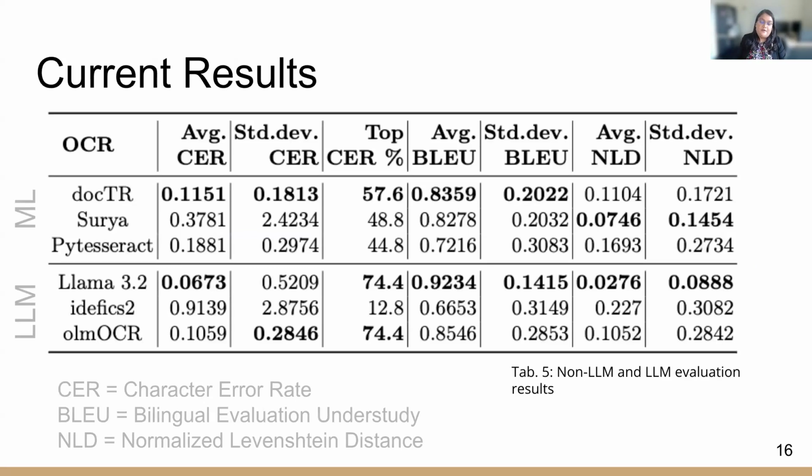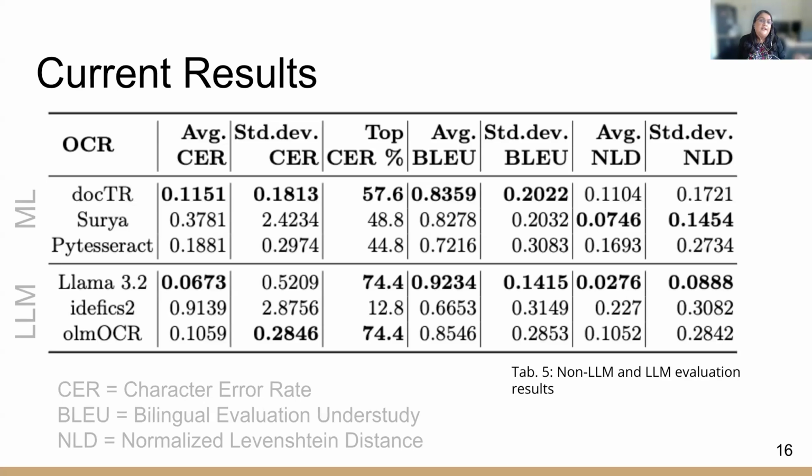So these are the results from our experiments. We compared machine learning models with LLMs, and again, CER scores lower is better, NLD lower is better, and BLEU scores higher is better. There's another column over here, which is the top CER percentage. From our 125 clips, we wanted to see the percentage of them that had high accuracy and low error. The typical acceptable range is 2% of CER error. So, for example, in DocTR, 57.6% of clips had an error of 2% or less, which means 98% or higher accuracy. So for the top CER percentage column, a higher score is better.